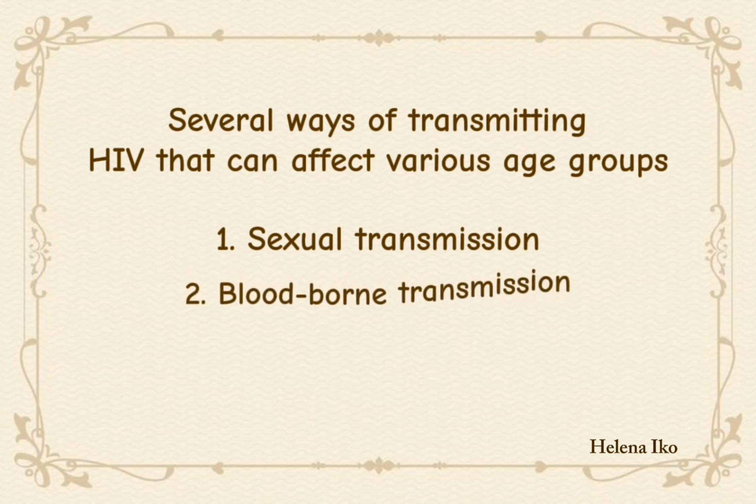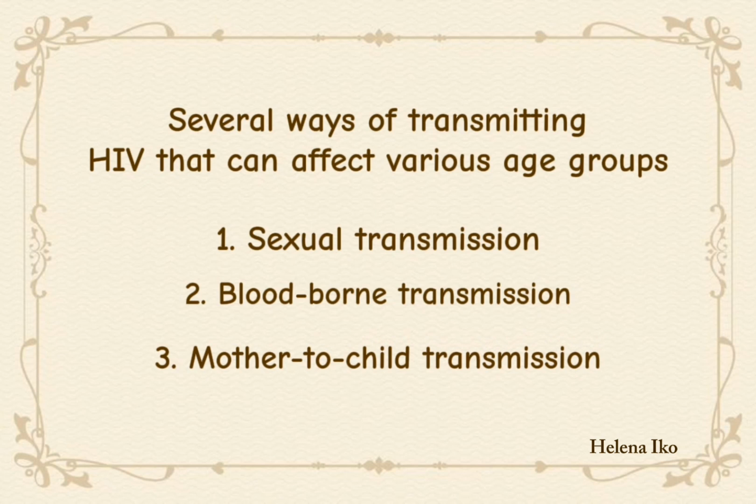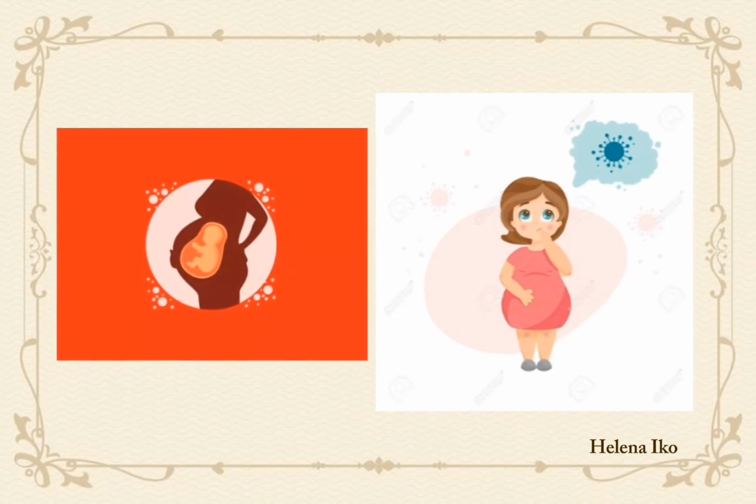Second, blood-borne transmission. Through contaminated blood transfusion, sharing needles or non-sterile needles. Third, mother-to-child transmission. An HIV-infected mother can transmit the virus to her child during pregnancy, childbirth, or through breastfeeding. Children and the elderly can become infected with HIV through transmission routes relevant to their situation, such as from mother to child or the use of non-sterile medical devices. Therefore, awareness and preventive measures are essential for all age groups.